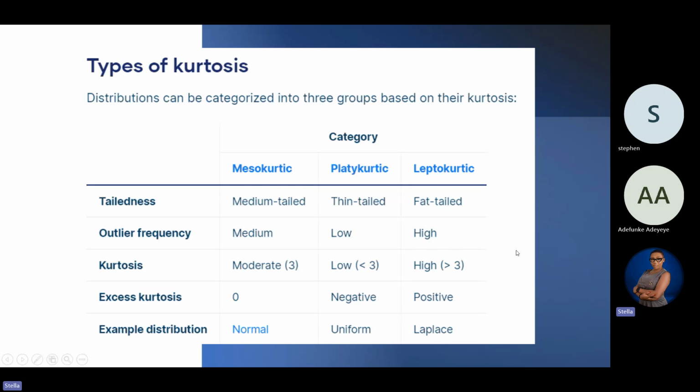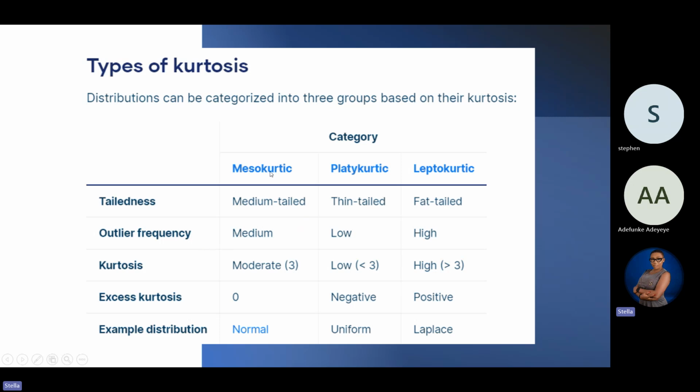Now let's look at scenarios. This table shows us how the different types of kurtosis can be categorized. Remember, we have the mesokurtic, platykurtic, and leptokurtic, and we look at the tailedness to identify and categorize them. The mesokurtic is medium-tailed, the platykurtic is thin-tailed, the leptokurtic is fat-tailed, like I've shown you.